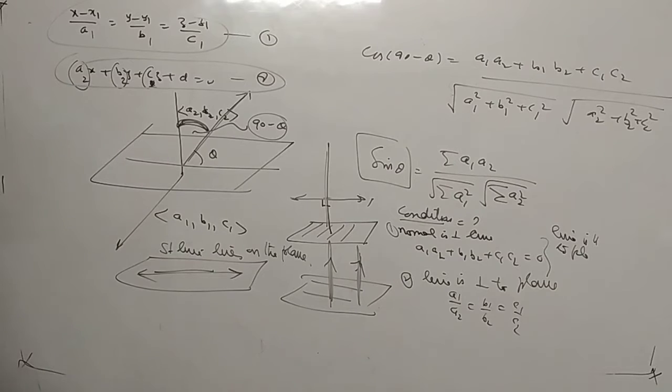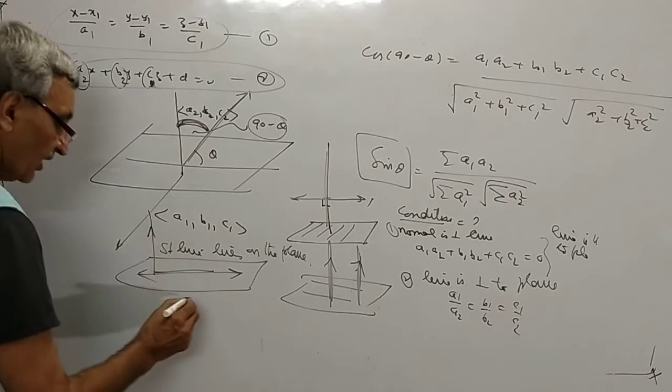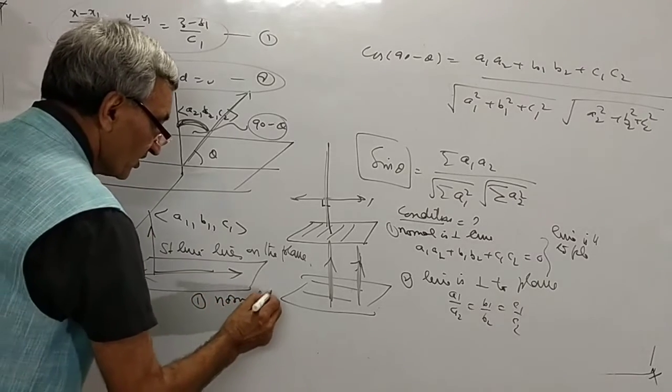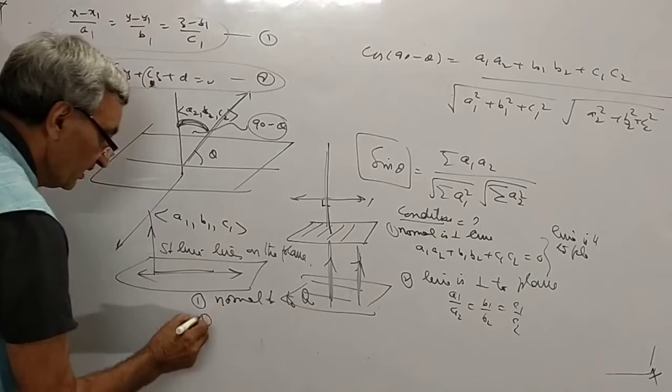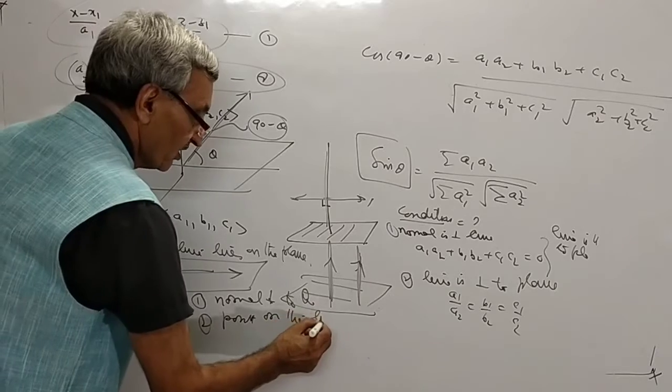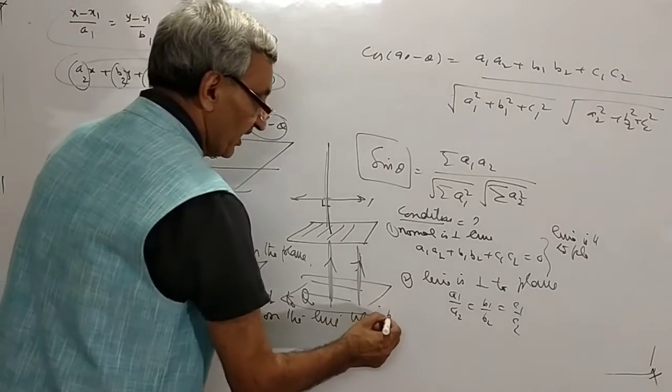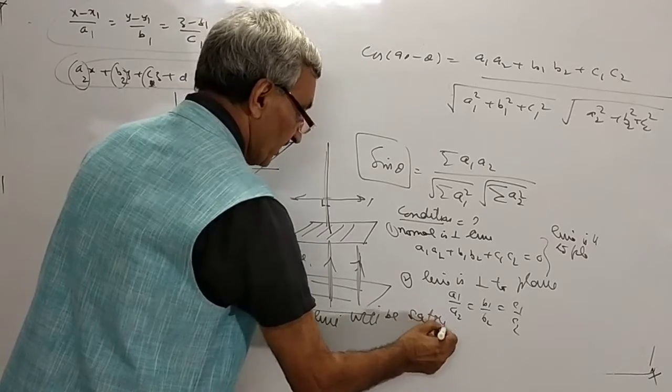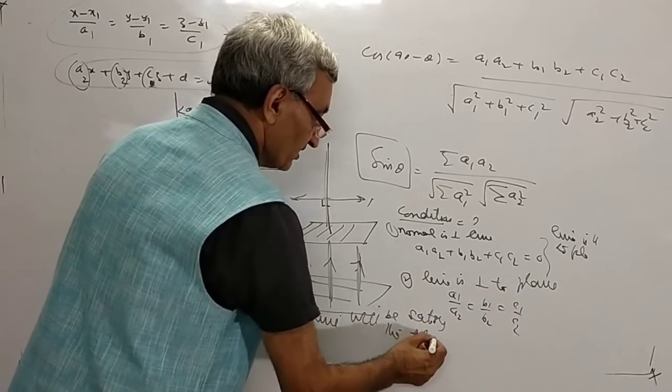When it is completely lying on the plane, it is very clear that the normal will be perpendicular to the line. That is the first condition: the normal will be perpendicular to the line. Secondly, the point on the line will satisfy the equation of the plane. This is the second condition.